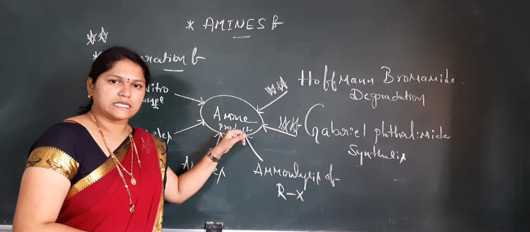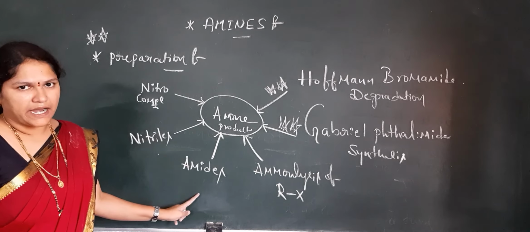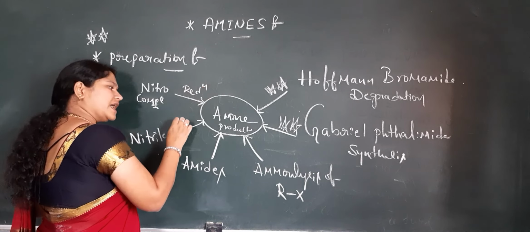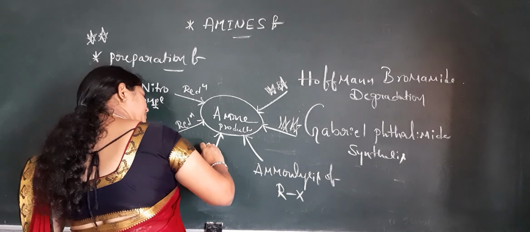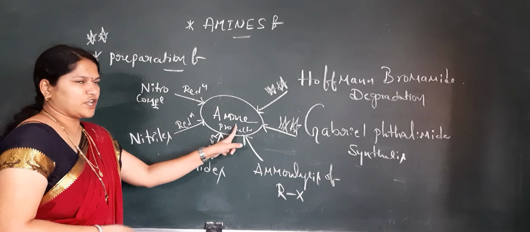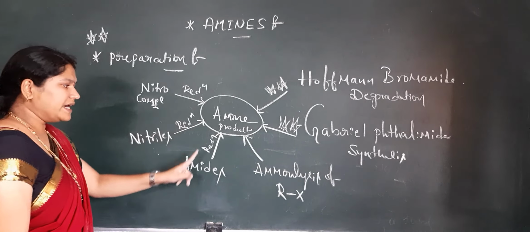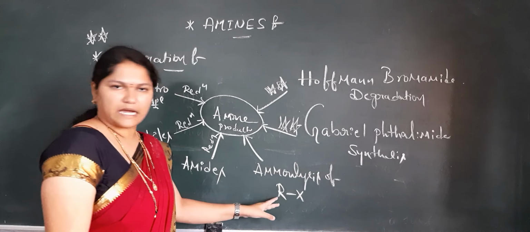So amines are prepared from nitro compounds, nitriles and amines through the reaction called reduction. These 3 reactions are reductions. So when nitro compounds are subjected to reduction, we get amines. Nitriles on reduction, amines are obtained. Amines on reduction, amines are obtained. And ammonolysis of alkyl halide.